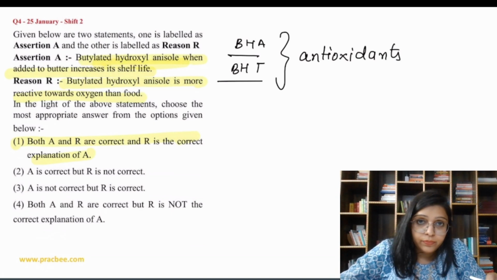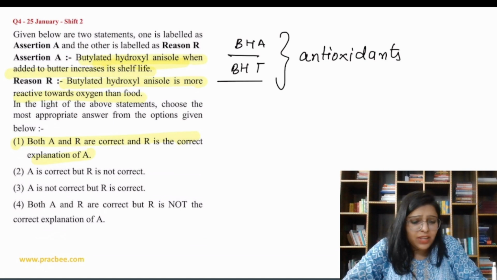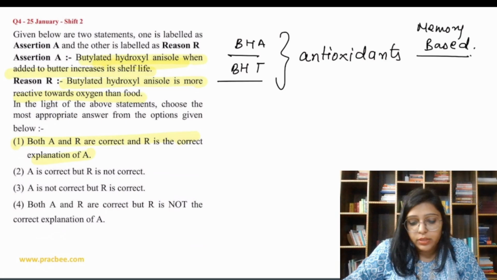That's it. So that is basically memory based. You should know that BHA and BHT are going to be antioxidants. That's it. We have completed the questions of alcohols, phenols, and ethers.